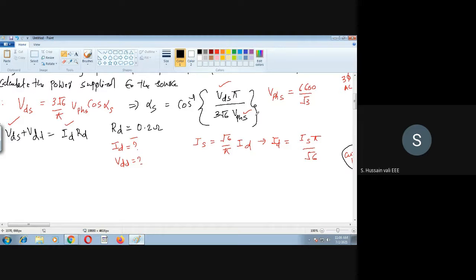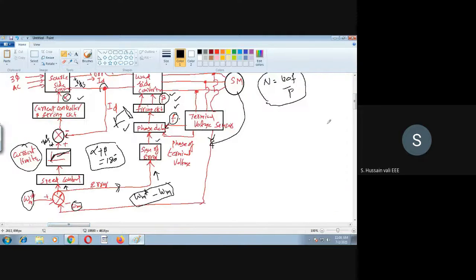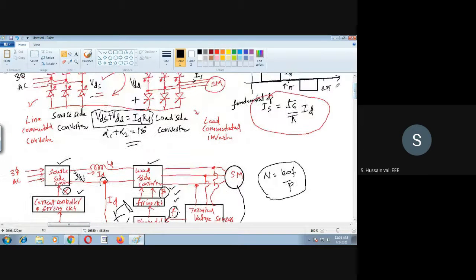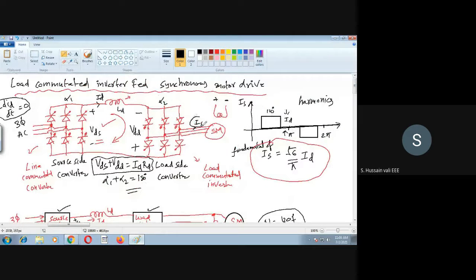Once again, to find out ID, what do I require? I require IS. What is IS? We'll just go to the circuit diagram. Everything is simple here. If you know the equations, it is very simple to solve. Here is IS. So we need to know this IS value. How to find out this IS value? What is the procedure to find out IS value? IS is the source current, the stator current of the synchronous motor.